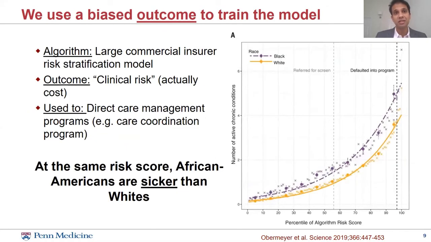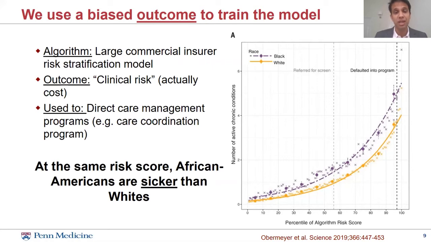A third factor is that we often use biased outcomes to train the model. Here you see the output from a seminal paper that came out in 2019 in the journal Science that used a risk stratification algorithm from a large commercial insurer to try to predict clinical risk. And what these investigators did, which was really elegant, was that they looked at scores between African American and white individuals across the entire insurer population. And they found that at a given score, African Americans were sicker than white individuals, meaning that to qualify for a given care management program flagged by the algorithm, African Americans were usually sicker and were usually in more need of the program.